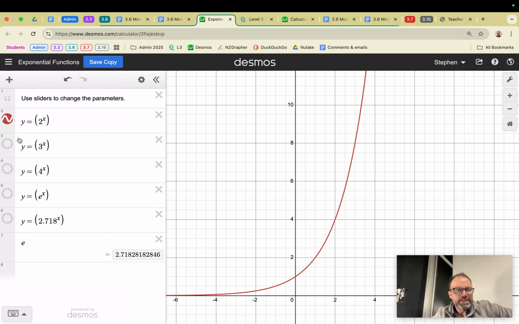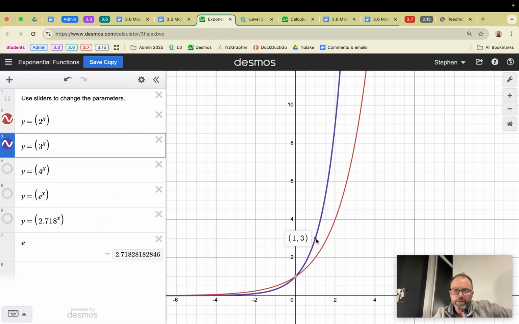If we locked in 3 to the power of x, it's the purple curve there. Still, they share a common point here. When x is 0, anything to the power of 0 is 1. Here it should be steeper, because when x is 1, it should be 3. When x is 2, it should be 9. And when x is 3, 3 cubed is 27. And obviously we can see x equals 4.